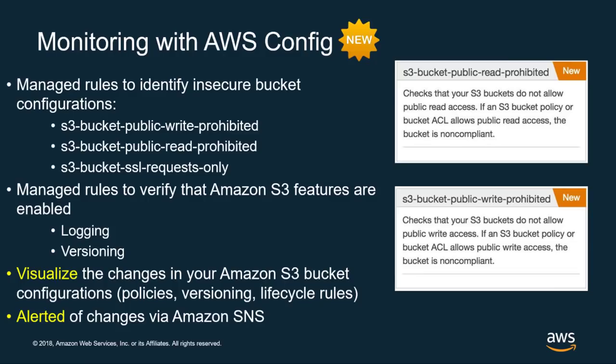And another way you can do this is using AWS Config, where you have managed rules to identify insecure bucket configurations as well. Things such as public writes prohibited, public reads prohibited, SSL requests only. And you can use managed rules to verify that the right security features are enabled, including logging and versioning. Quickly visualize these changes in your S3 bucket configurations and get alerted via SNS of changes if somebody goes in and changes policies. So this is also rolled into AWS Config, another powerful tool for monitoring.